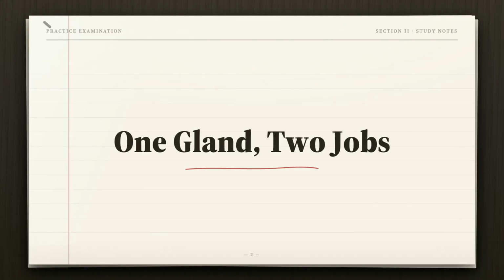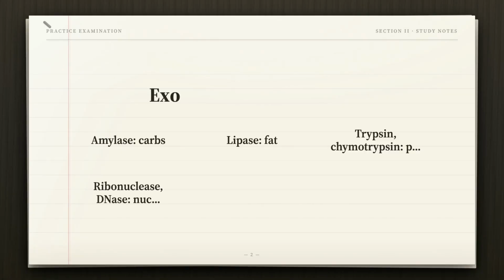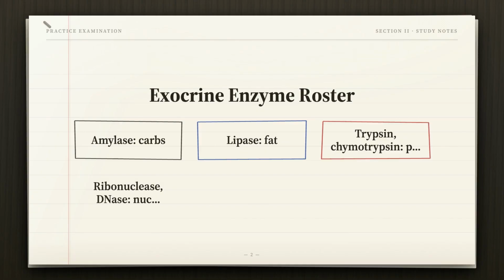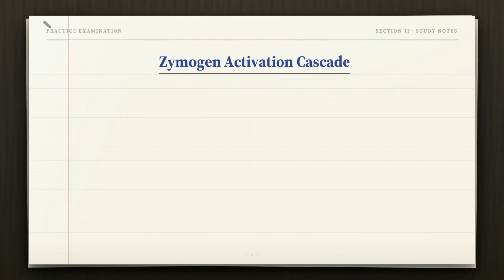The pancreas is really two organs sharing one structure, and its two roles have almost nothing to do with each other. Keeping them separate in your mind prevents a lot of exam confusion. The exocrine pancreas is the body's most complete digestive gland, producing enzymes for every nutrient class. Amylase handles carbohydrate, lipase handles fat, trypsin and chymotrypsin handle protein, and ribonuclease and deoxyribonuclease handle nucleic acids. The proteases leave the pancreas as harmless zymogens.